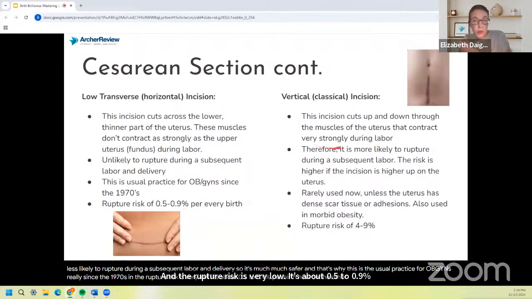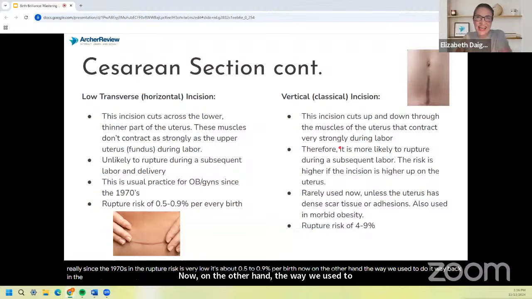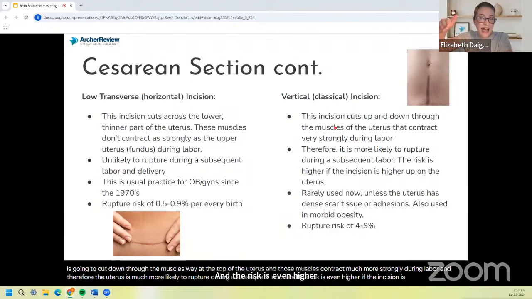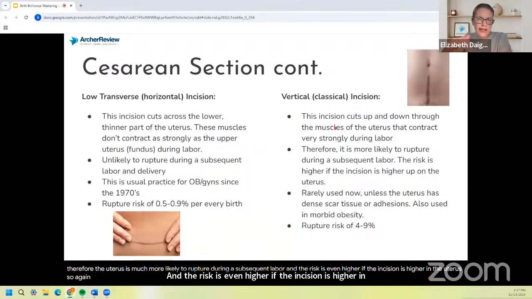Now, on the other hand, the way we used to do it way back in the day is that classical vertical incision. And that, of course, is going to be a vertical cut. It comes with more risks, unfortunately. Basically, this incision is going to cut down through the muscles way at the top of the uterus, and those muscles contract much more strongly during labor. And therefore, the uterus is much more likely to rupture during a subsequent labor. And the risk is even higher if the incision is higher in the uterus. So again, that's why that low transverse incision is so much better.